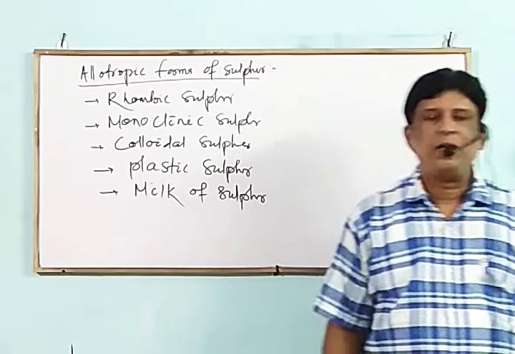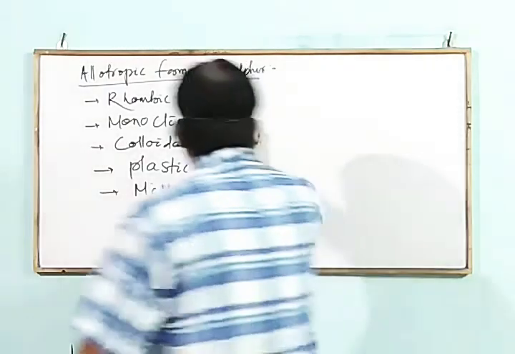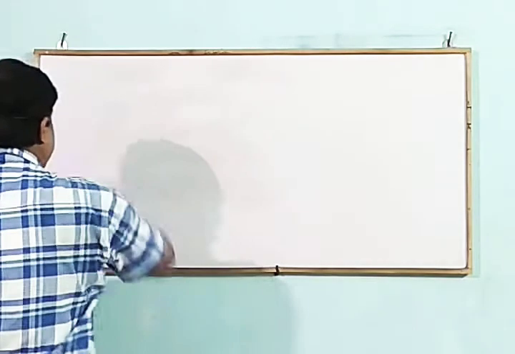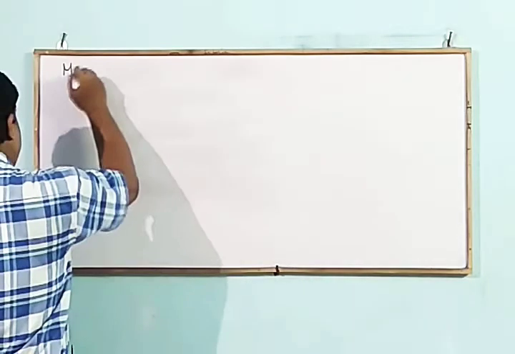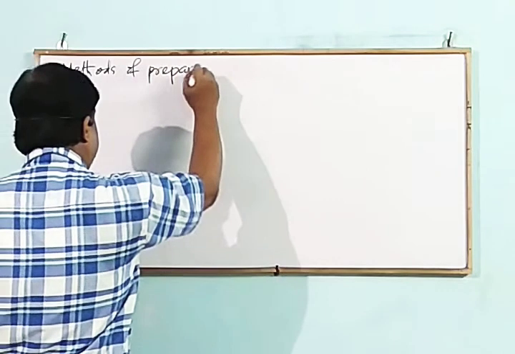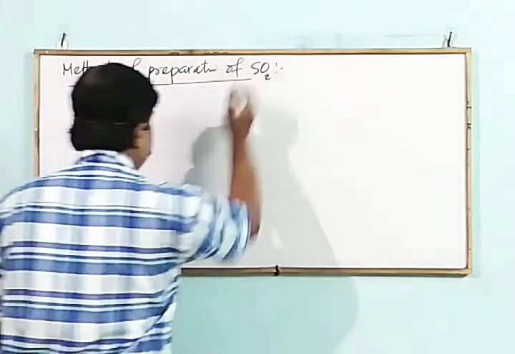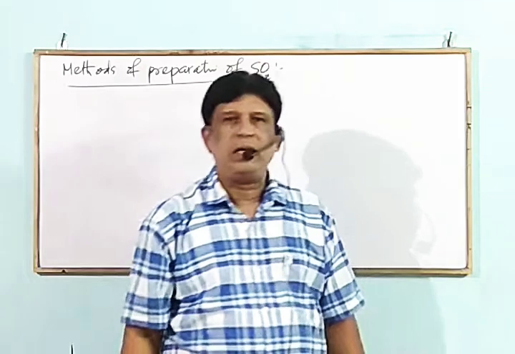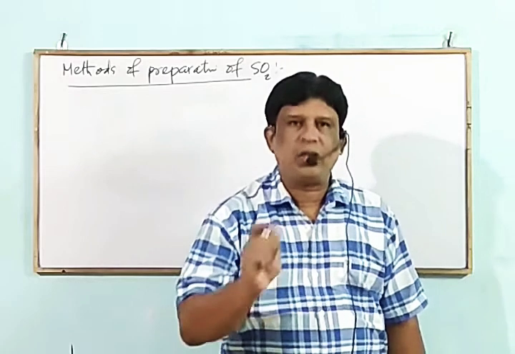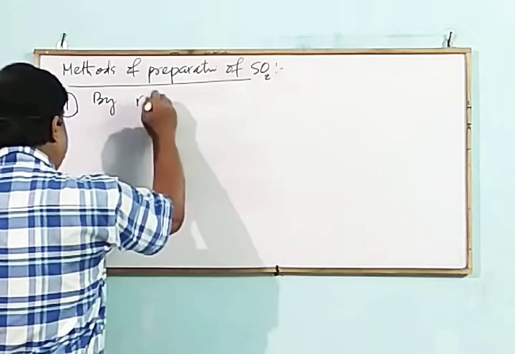Next we discuss the method of preparation of sulfur dioxide. There are 2 to 3 methods. Let us discuss one by one. First method is by roasting metal sulfide.